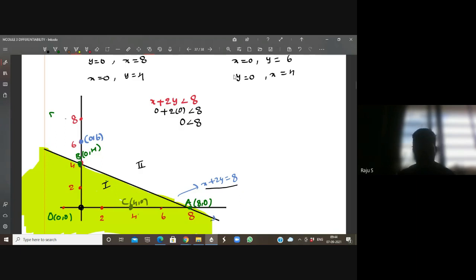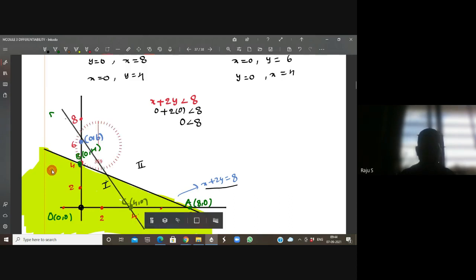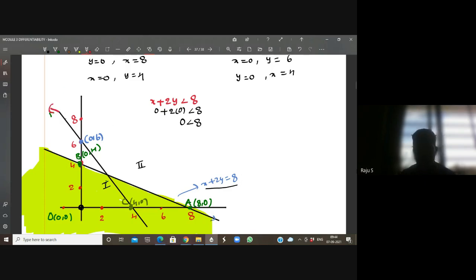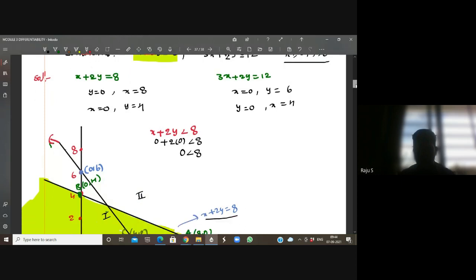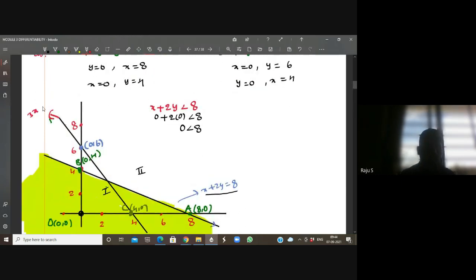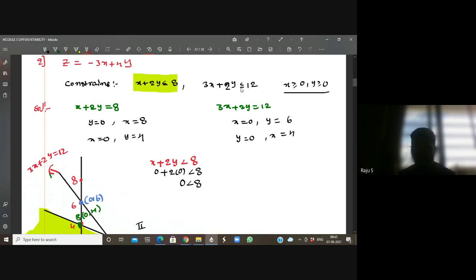In the same way, now the second one, I'm going to identify the points on that line. Here we got these two points, and the line passes through them. This is the required line. What is the line equation here? The second one, 3x + 2y = 12. This is the graph of the line, but the inequality is less than 12.